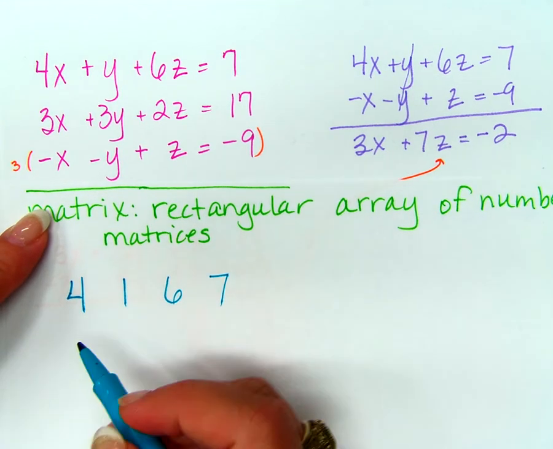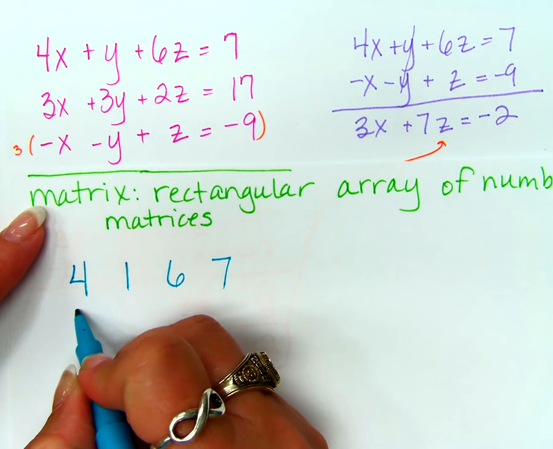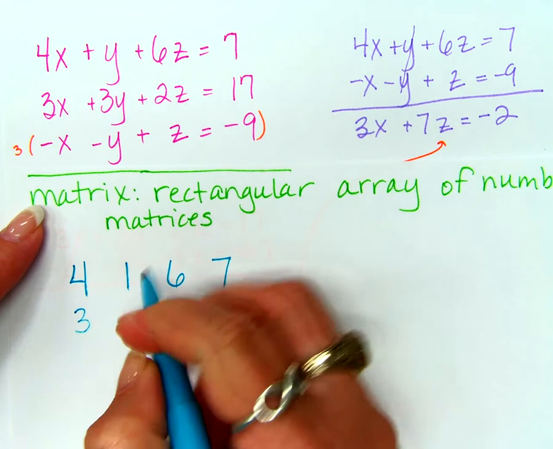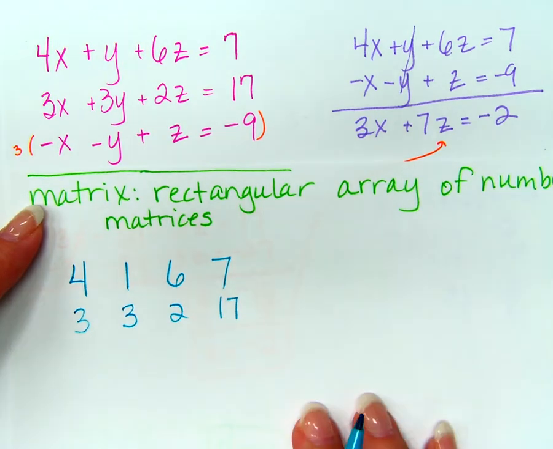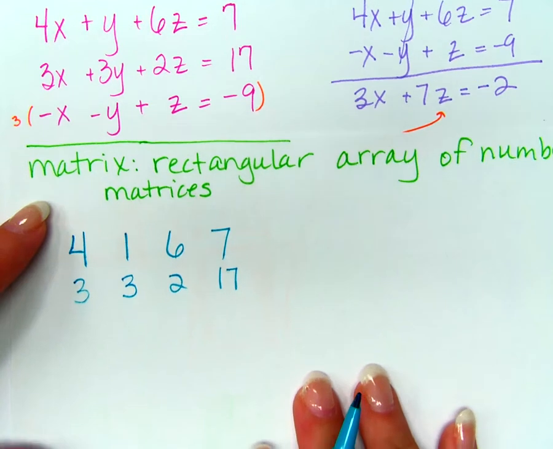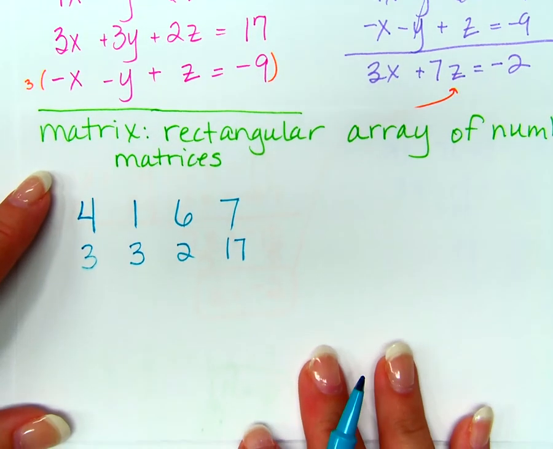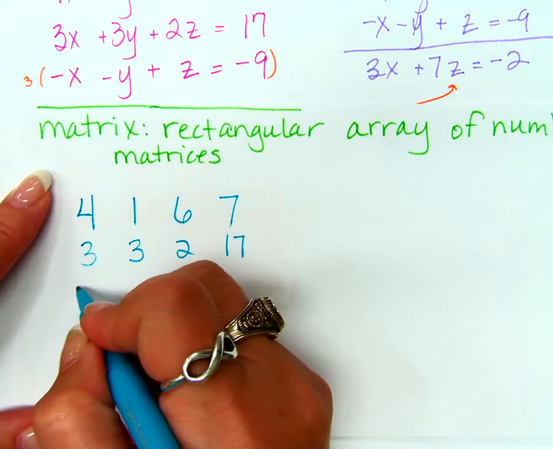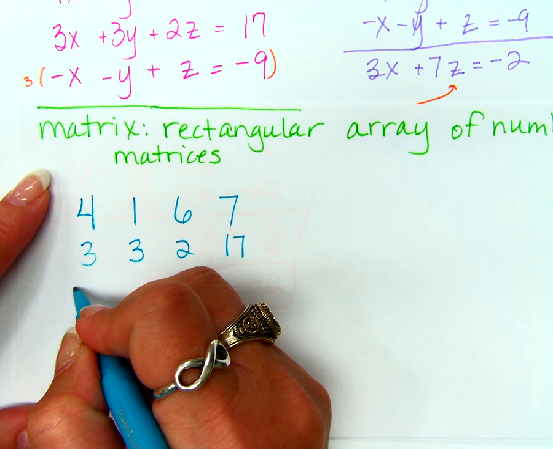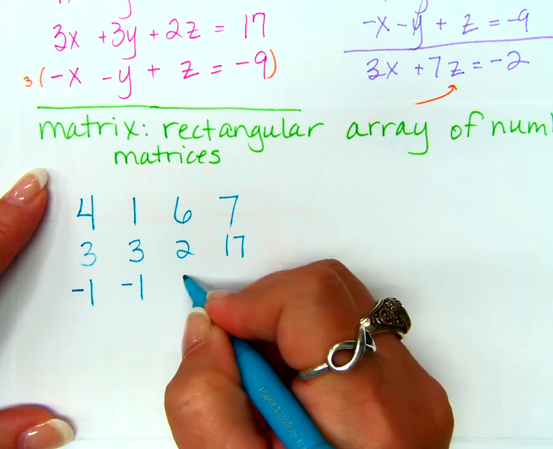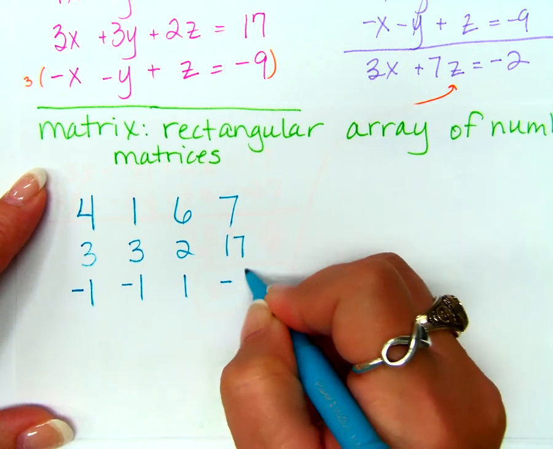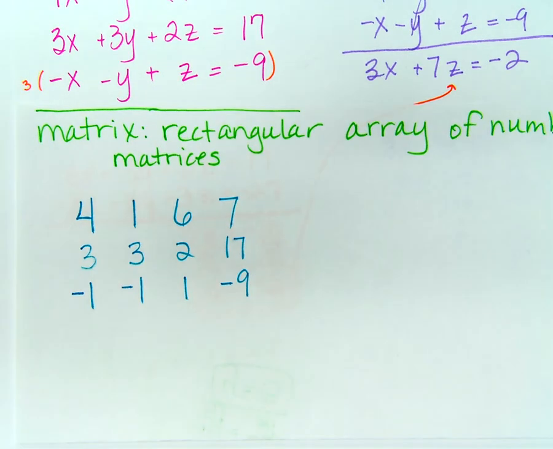So the next line would be what then? Do you know already? 3, 3, 2, 17. The last line can be tricky if you let it. Don't let it be. What is it? -1, -1, 1, -9. Is everybody okay with that? Yep.